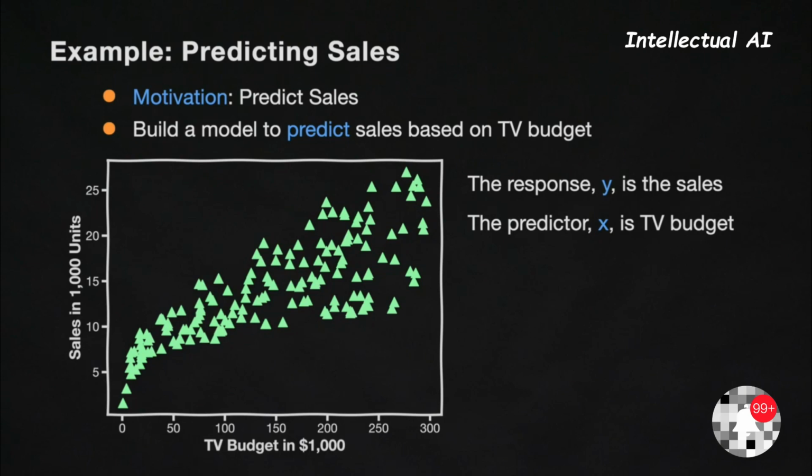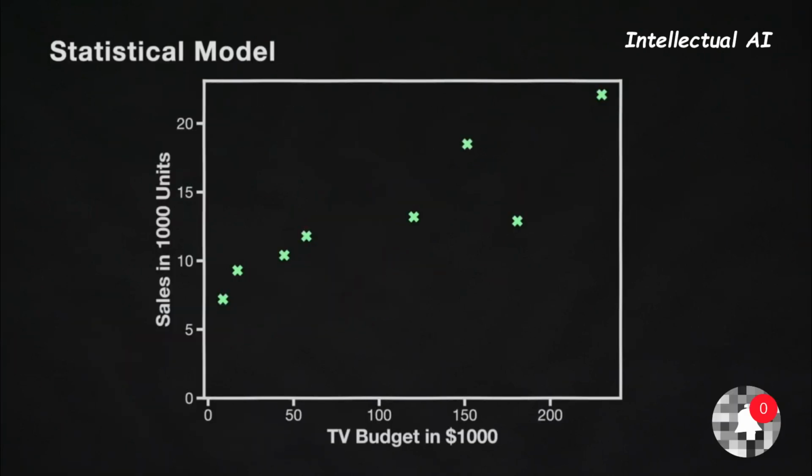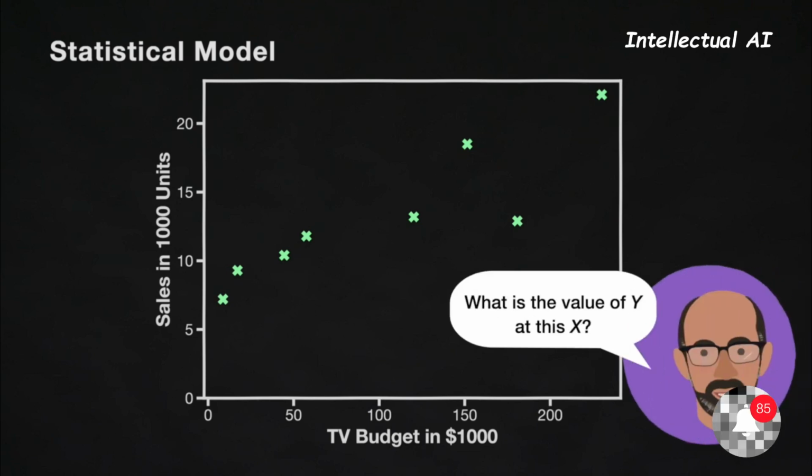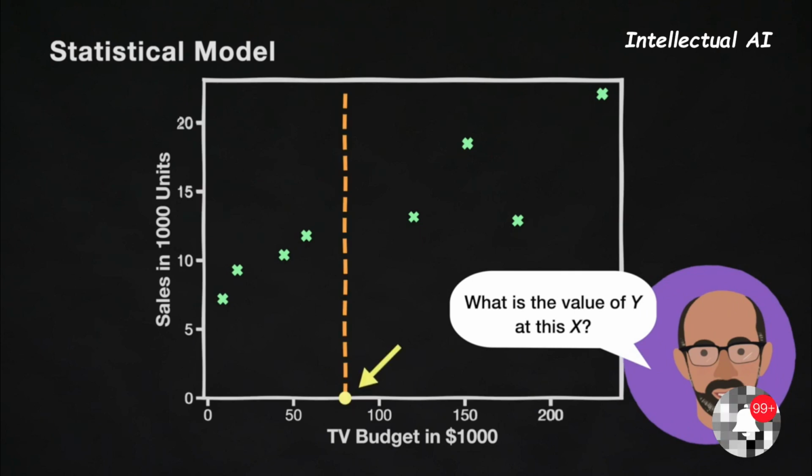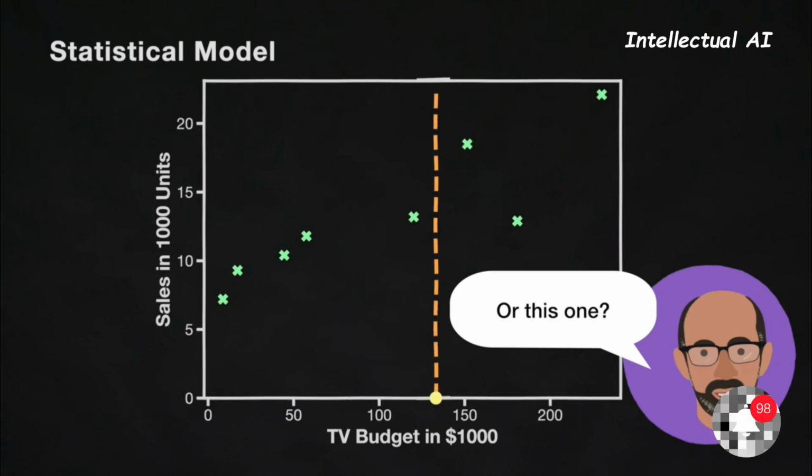the TV budget. Now, to simplify things, I only pick up 8 points, and we have again on the x-axis the TV budget in thousands of dollars and the sales in thousands. The x will be my predictor, the y sales will be my response variable. Now, the goal here is to predict the sales given some TV budget. So we want to find what is the value of the sales at X or TV budget of about $75,000, or what is the sales for a TV budget of about $140,000.